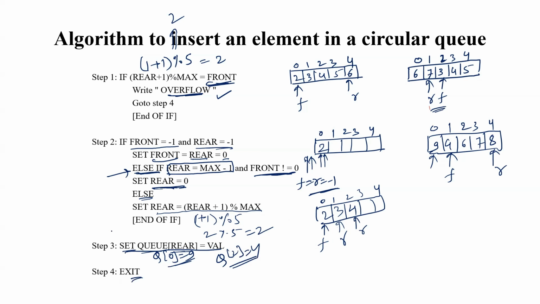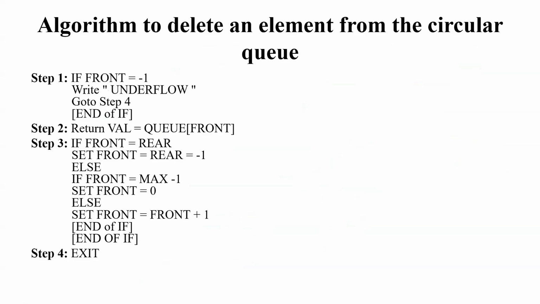So this is the algorithm for insertion of an element in the circular queue. The rules are the same, that we are going to insert the value from the rear end and we are going to delete the value from the front end. Now we will see how we can delete the value. If you want to delete the value, you know that in one condition we cannot delete the value, that is when the queue is empty. If front and rear both are -1, then we cannot delete the value. That's why step number 1 is if front is -1, we will say queue underflow. And we will go to step number 4, that is exit.